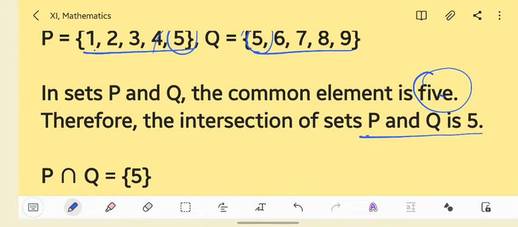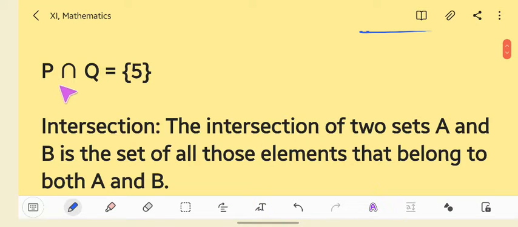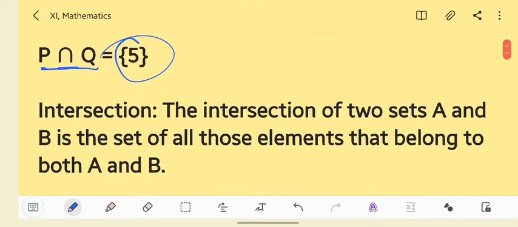So intersection of two sets means that element which is present in both. That is common in both the cases, both the sets. So that becomes the intersection of the given set. Symbolically, it is represented as the inverted U. Okay, that is P intersection Q. It is read as P intersection Q, which is number 5 from the given sets P and Q.